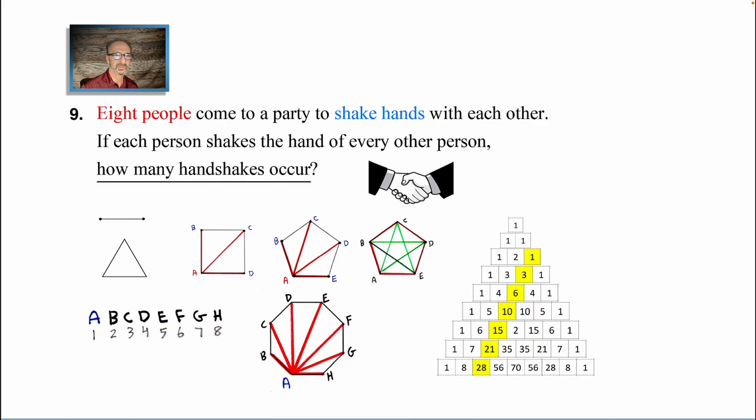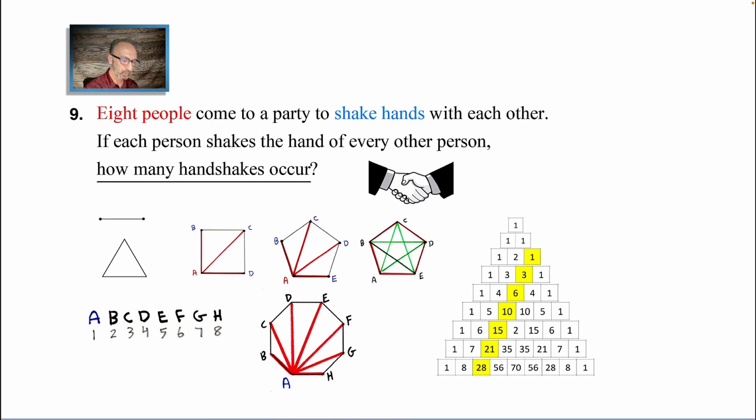Number 9 is also a lengthy one, but I'm trying to make it quick, as you could see. 8 people come to a party to shake hands with each other. If each person shakes the hand of every other person, how many handshakes occur?